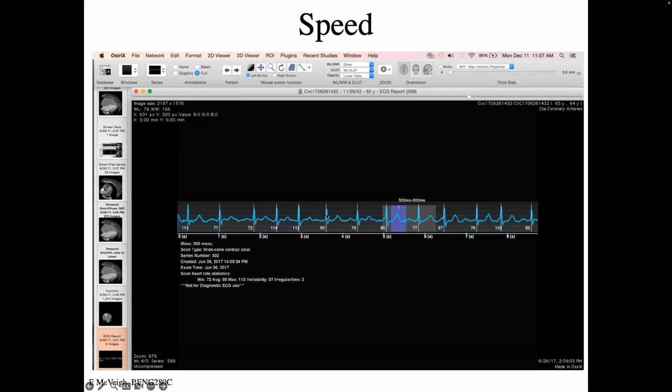What the maximum rate you can achieve and still scan is still being determined for these new tubes. And it's probably 120 beats per minute, something like that, to get good quality pictures.